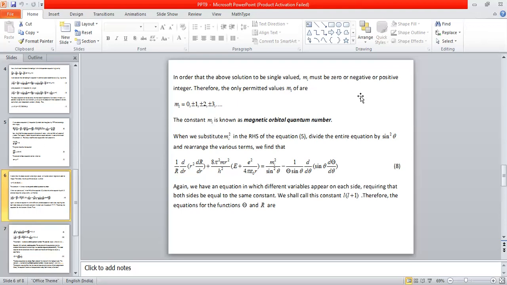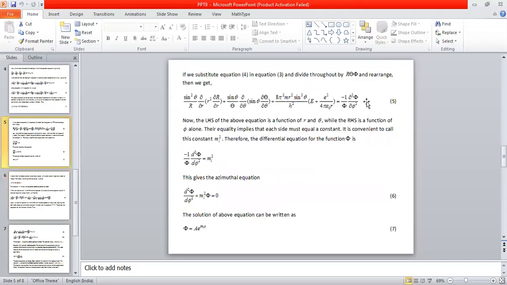Now we did this partially. So we equated equation 5 to ml square, that is, minus 1 by phi times d square phi divided by d phi square is equal to ml square. On the left side, we have three different terms which are nothing but functions of small r and theta. So the LHS of this equation 5 must also be equal to ml square, because if the right side is equal to ml square, the left side of equation 5 must also be equal to ml square.